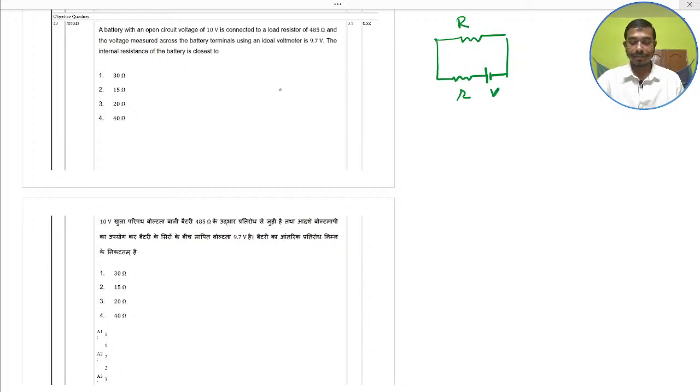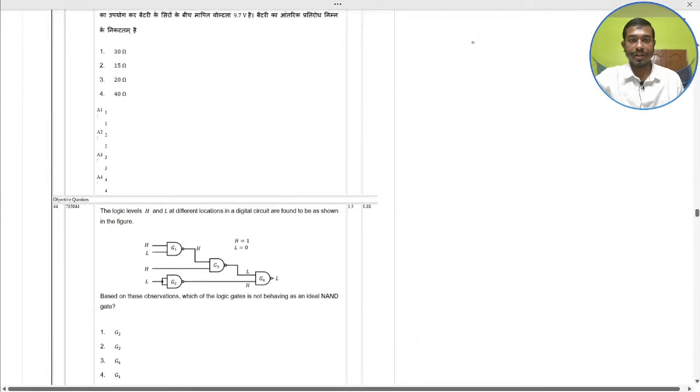Simple question. Class 12 physics concept: 9.6 by 485. This is 20 milliampere and the internal resistance here would be what? 0.3 divided by 2 into 10 to the power minus 3. This would be 15 ohm. 15 ohm would be the answer. Option 2 would be the correct. Next, go ahead.